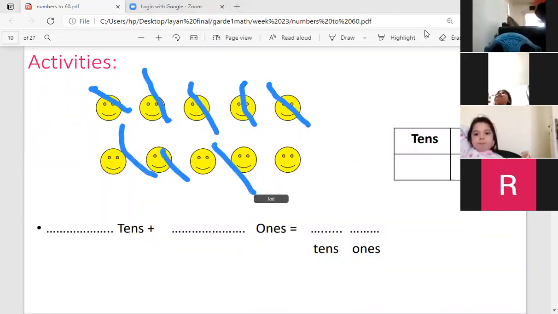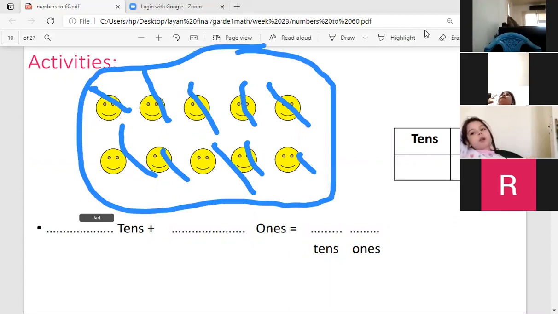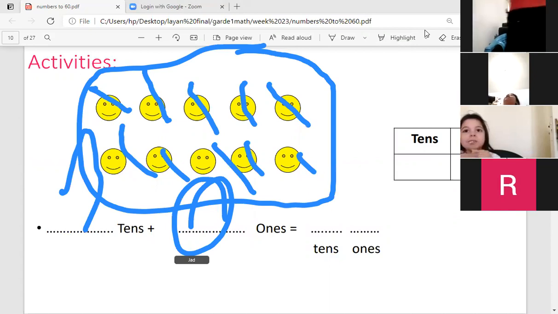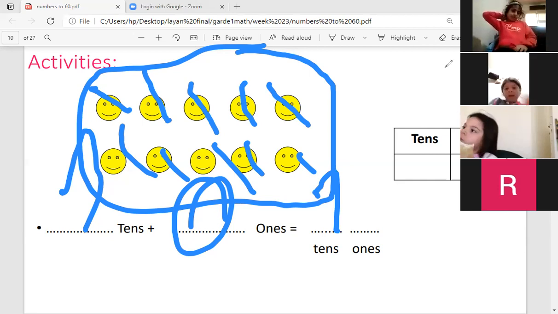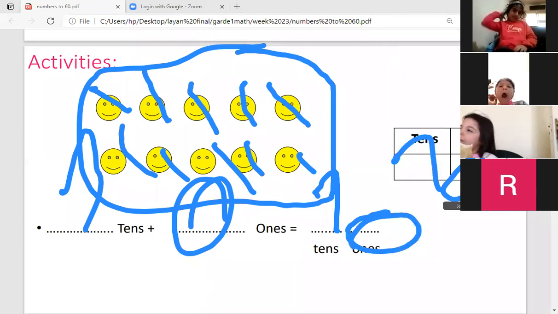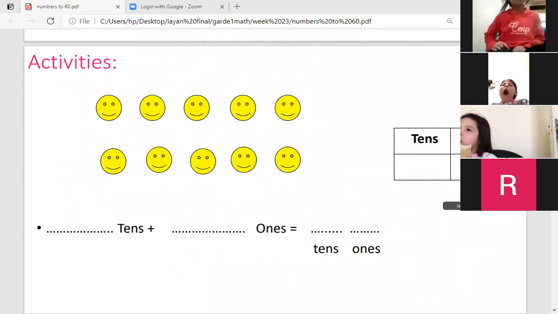So we have 10. Okay, we circle them. So how many tens do I have? Excellent. How many ones? I don't have anything. So the number will be 10. Excellent. Great job, Ejad. Excellent job.